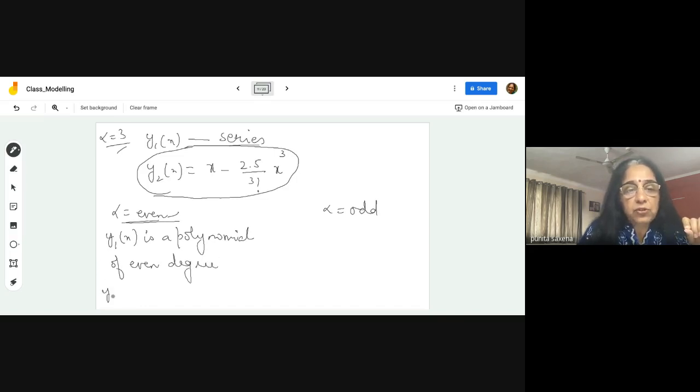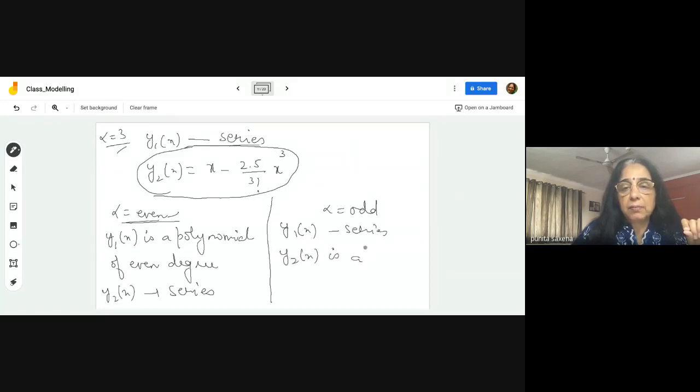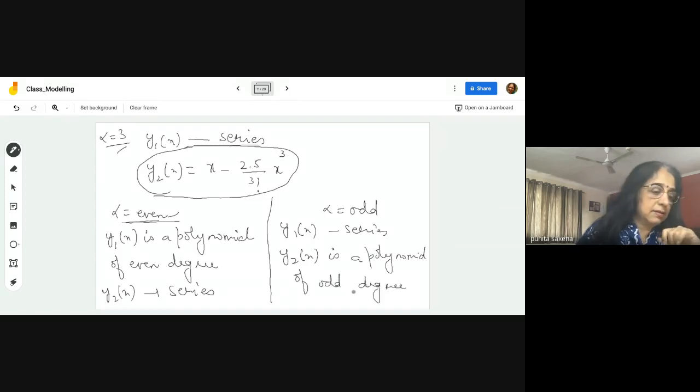But y2(x) is a series. But what happens when alpha is odd? y1(x) is a series, but y2(x) is a polynomial of odd degree. Is this okay or not?